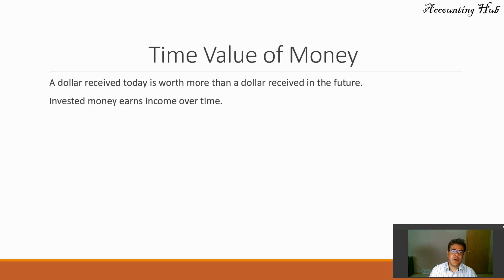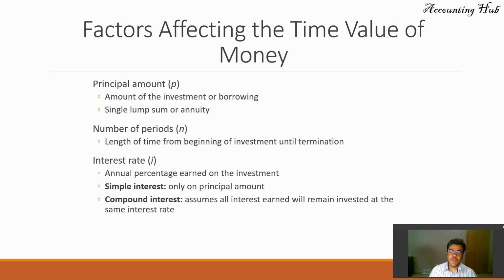So what is time value of money? A dollar or any other currency received today is worth more than a dollar or any other currency received in the future. Invested money earns income over time. We have 3 factors affecting the time value of money: the principal amount of the investment or borrowing, and it can be a single lump sum, a huge amount of money at the beginning or the end of our investment or borrowing, or annuity, a small amount of money after each period. That is what we will be working with.